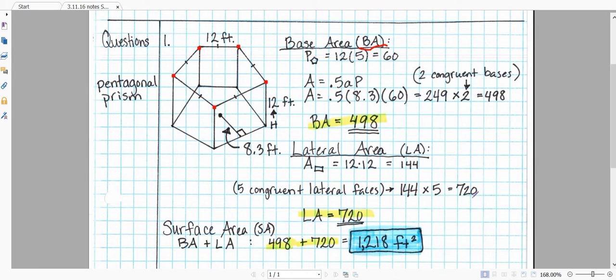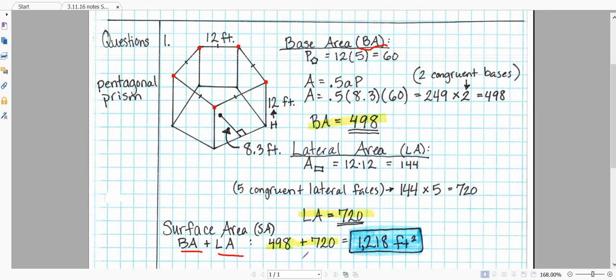Our lateral faces are all squares in this case. They're 12 by 12 squares. So you can just multiply the length times the width, or you could square it if you want to, and you can get the area of 144. That's just one rectangle though, and we know that there's 5 congruent lateral faces on this figure. So we'll take that area and multiply it by 5, coming up with a complete lateral area of 720 square feet. Alright, last step. We take our base area and our lateral area and add them together.